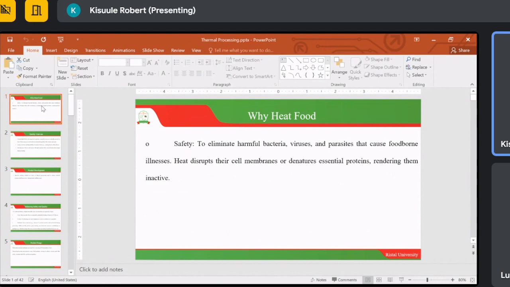Not only do we want to soften the membranes of the food, but we are also trying as much as possible to eliminate the harmful bacteria, viruses, and all those other microorganisms and parasites that could cause foodborne illnesses. This heat also disrupts the cell membrane and denatures essential proteins, rendering them inactive. Thus, when heating food, careful consideration should be taken not to denature the membranes, but also to eliminate those microorganisms that would cause foodborne illnesses.